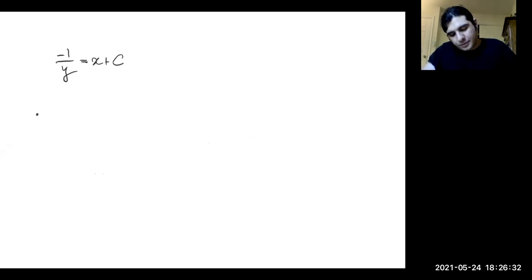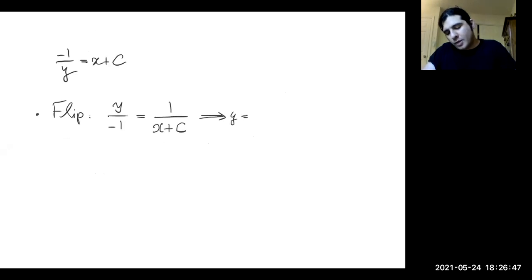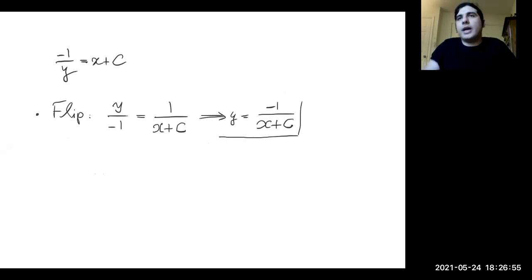If we flip both sides of the equation, the left-hand side would be y over -1, and the right-hand side would be 1 over x plus c, which means y is equal to -1 over x plus c. And that is the solution to the equation. For any constant c, we would have one solution to the equation, and these are all the solutions to the equation. Great. Is there any question here?